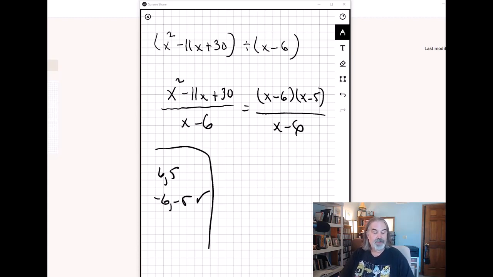Double check it. X times x is x squared. X times negative 5 is negative 5x. This negative 6 times x is a negative 6x, and now we've collected negative 11x altogether, and then the product of the negative 6 and negative 5 at the tail end is your positive 30. So that factoring is good, and then cancel, cancel. The net result is x minus 5.